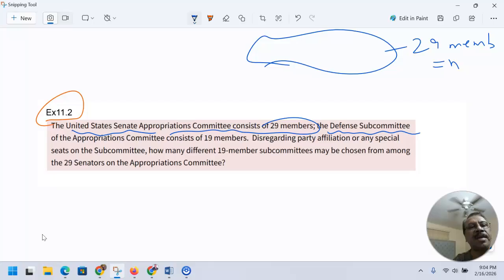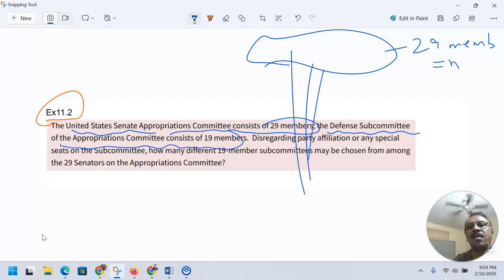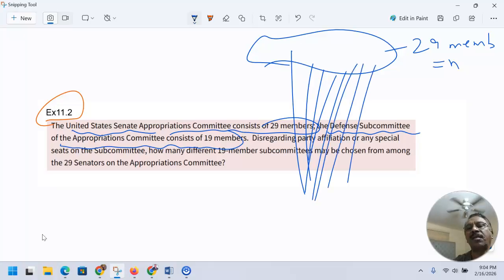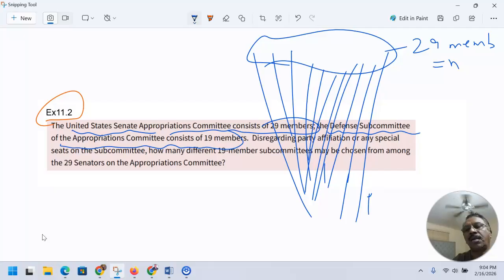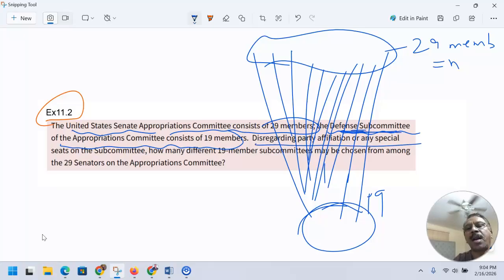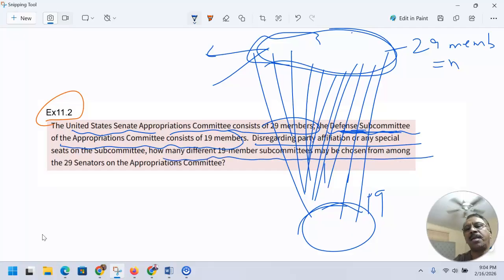The Defense Subcommittee of the Appropriations Committee consists of 19. That means from here you have to select 19. So from these 29 members, you're going to select 19 members for the defense subcommittee. Now, disregarding party affiliation, meaning that for the main 29 members, whether they belong to the Democratic or the Republican party doesn't matter, the question is how many 19-member subcommittees may be chosen from among the 29.